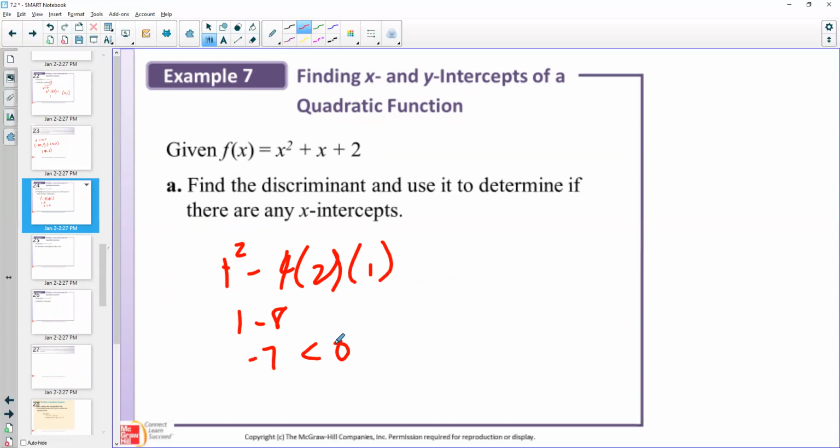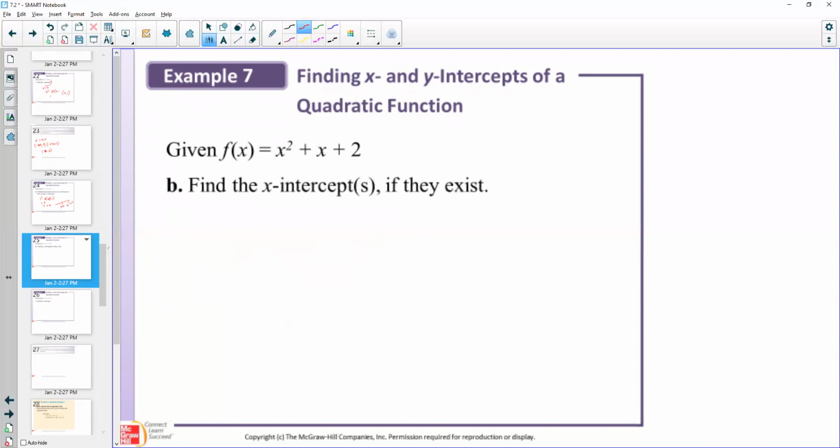which means they're imaginary. So there's no x-intercepts. There are no imaginary numbers on the coordinate plane. We can't graph things that don't exist. So they don't exist, there's none.